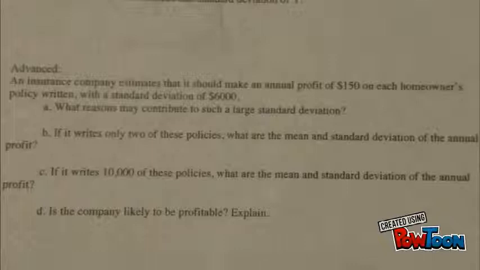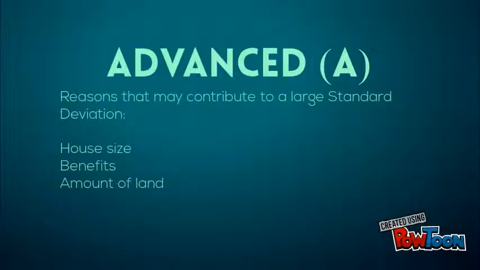And now for the advanced problem, of which an insurance company is estimating an annual profit of $150 and a standard deviation of 6,000 on each policy. For part A, you're essentially just finding reasons that may contribute to a large standard deviation, of which that could be the house size, the benefits, or the amount of land.